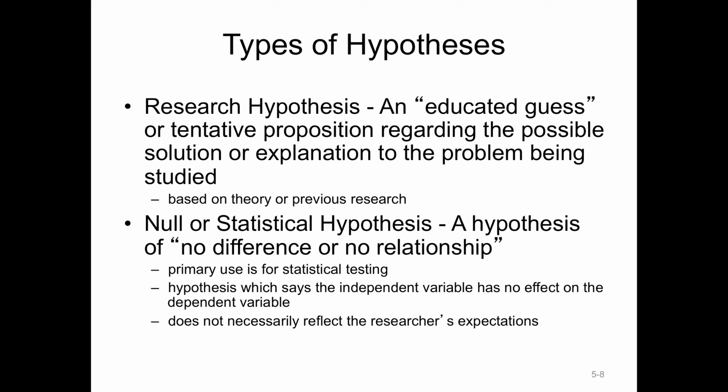So for the null hypothesis, there would be no difference, and it doesn't really reflect the researchers' expectations. Our expectation was, of course, that males, who are on average larger and have greater muscle mass, will have significantly greater grip strength. So: research hypothesis, null, or statistical hypothesis.